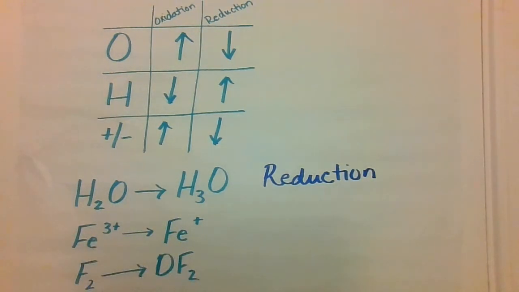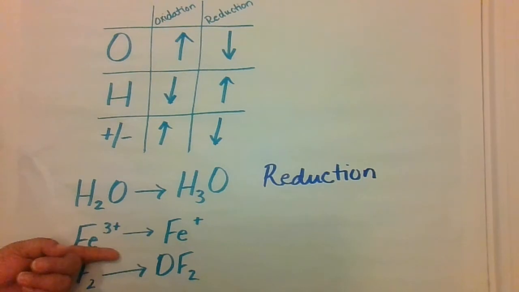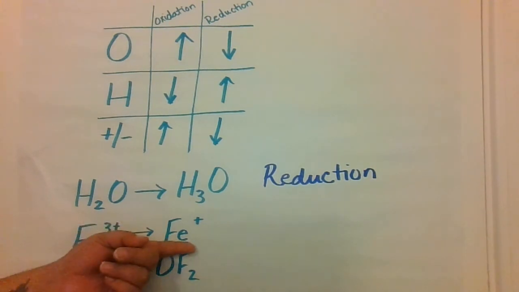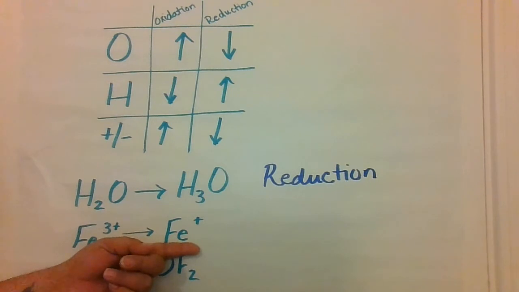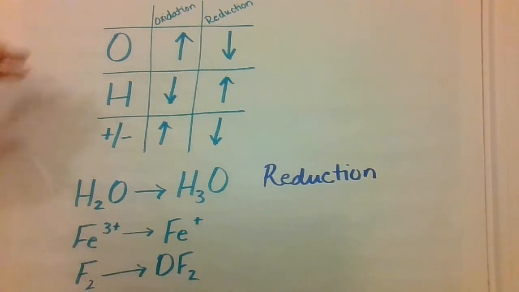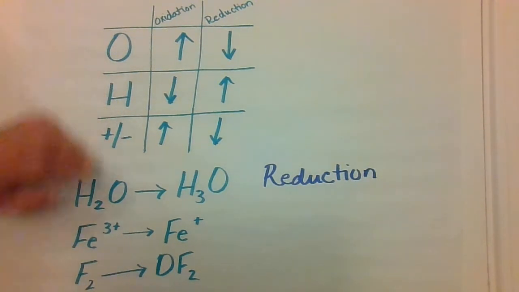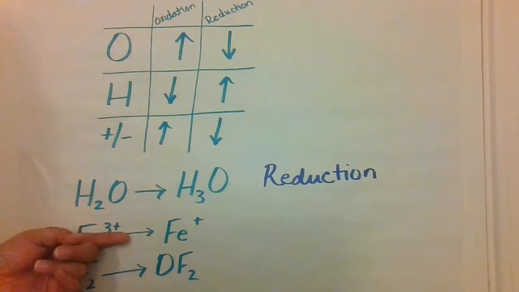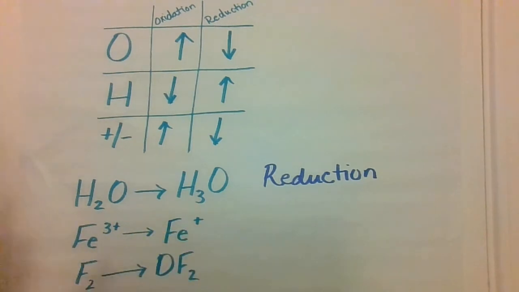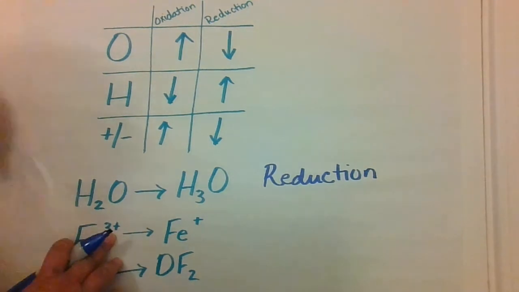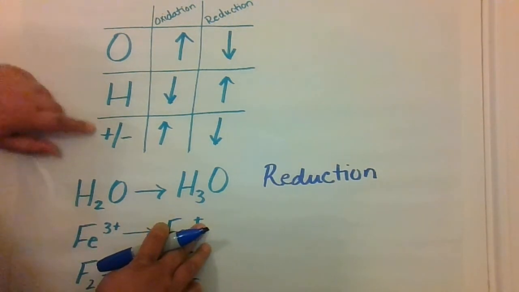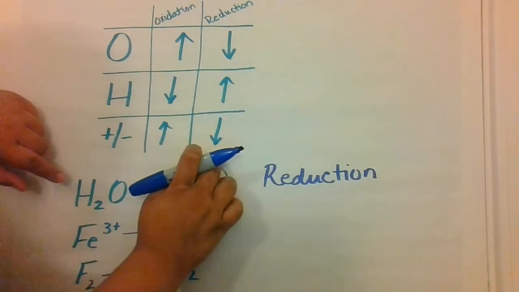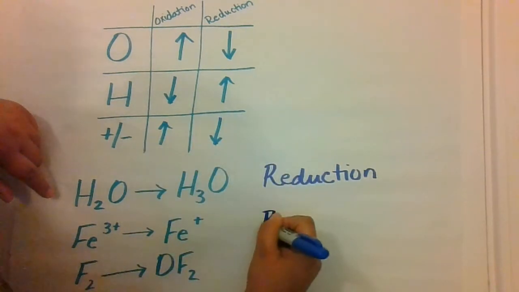Okay, let's look at our second example. We have Fe3+ has now changed to just Fe+1. So I have no oxygens this time. I have no hydrogens this time. All I have is Fe, or iron. So we've gone from 3 to 1. So have we increased or decreased? We've gone from +3 to +1. So we have gone down in charge. So we have also reduced yet again.